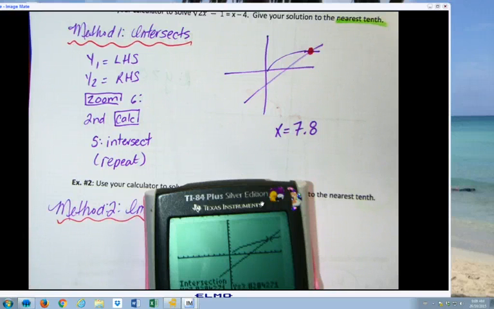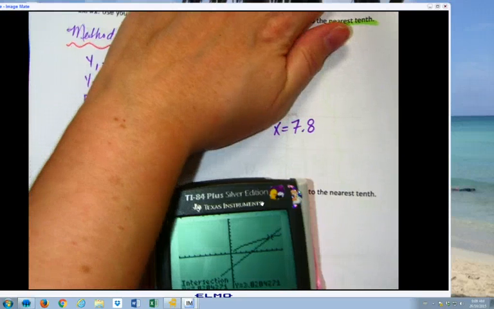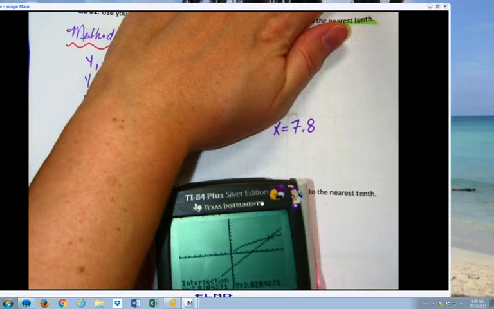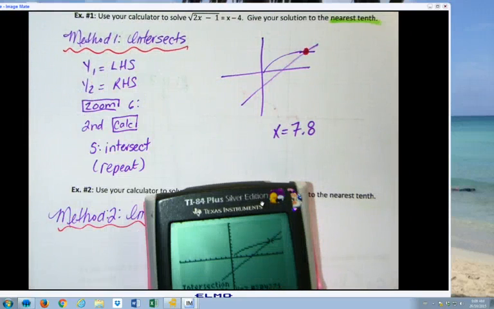If you just put down the answer of 7.8, that's 1 out of 3 marks. So be careful. There's 1 mark for the graph, 1 mark for marking the point you're finding, and 1 mark for the correct answer. So you have to have the graph and you have to have the point marked. That's the equivalent of showing me the work. Kind of remember from last year?